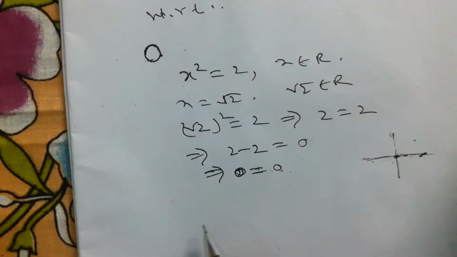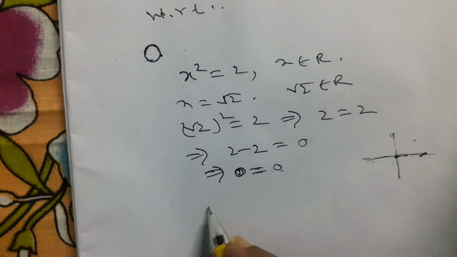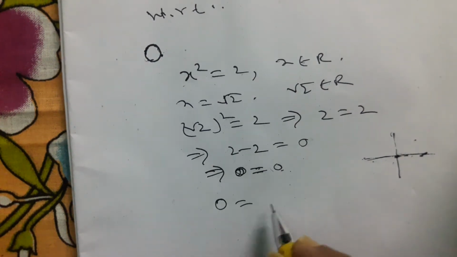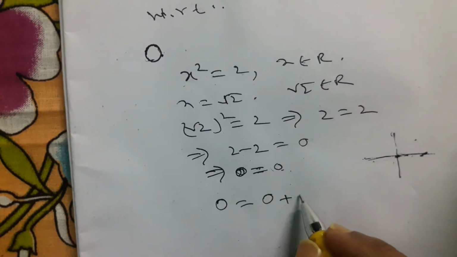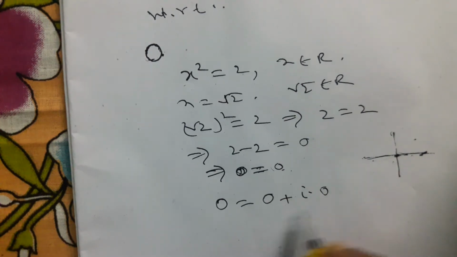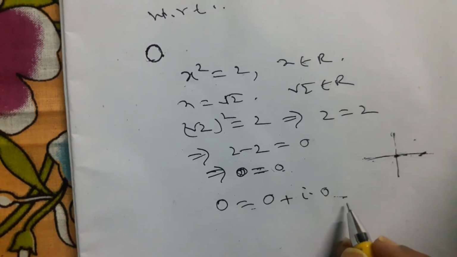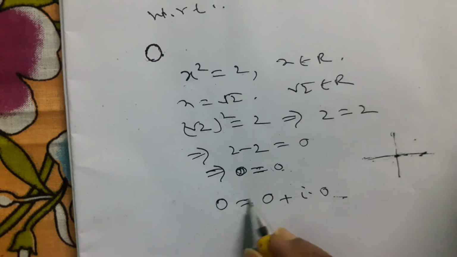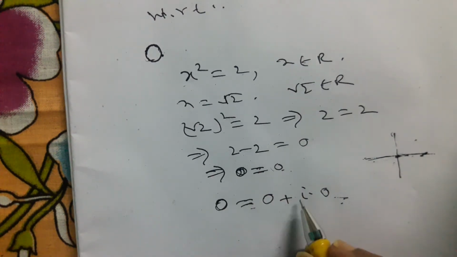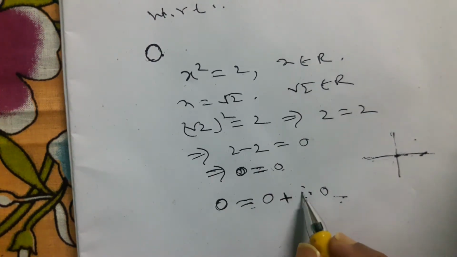And if we make a complex type of valuation like the a plus ib format, then we can also write 0 as 0 plus i into 0. So this is a complex valued function; we can represent 0 not only in real but also in the complex plane. So here 0 is also there.